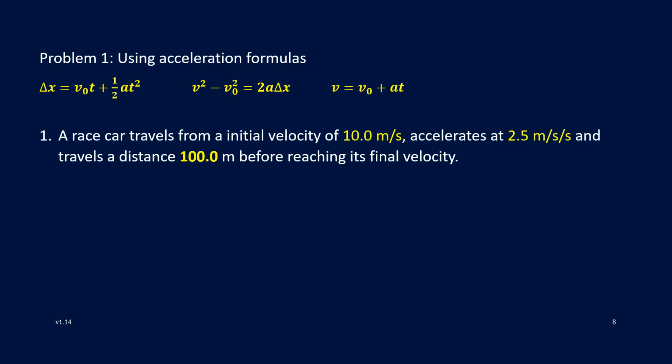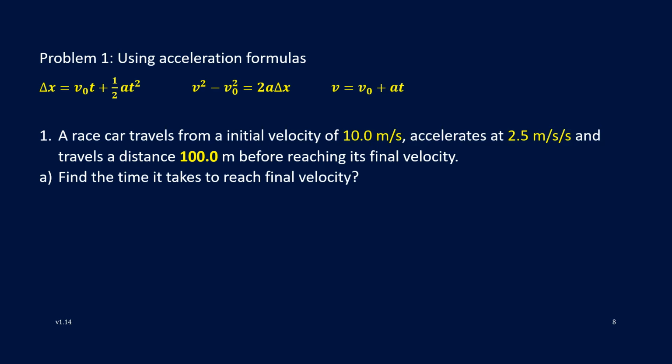So let's look at a problem. A race car travels from an initial velocity of 10 meters per second, accelerates at 2.5 meters per second squared, and travels a distance of 100 meters. So what are we given? We're given the initial velocity. We're given an acceleration. It's not negative, so it's increasing in speed. And we also have a distance that the vehicle travels before reaching a final velocity.